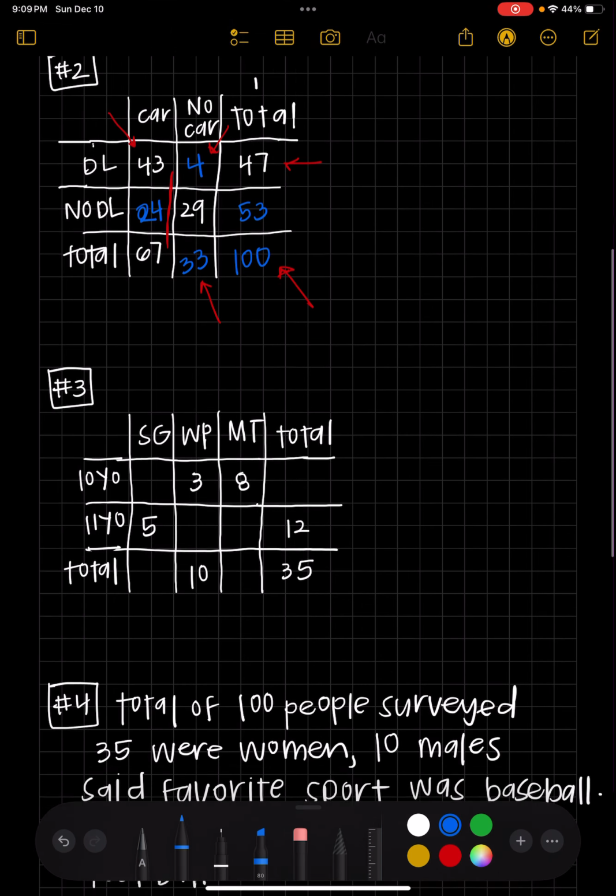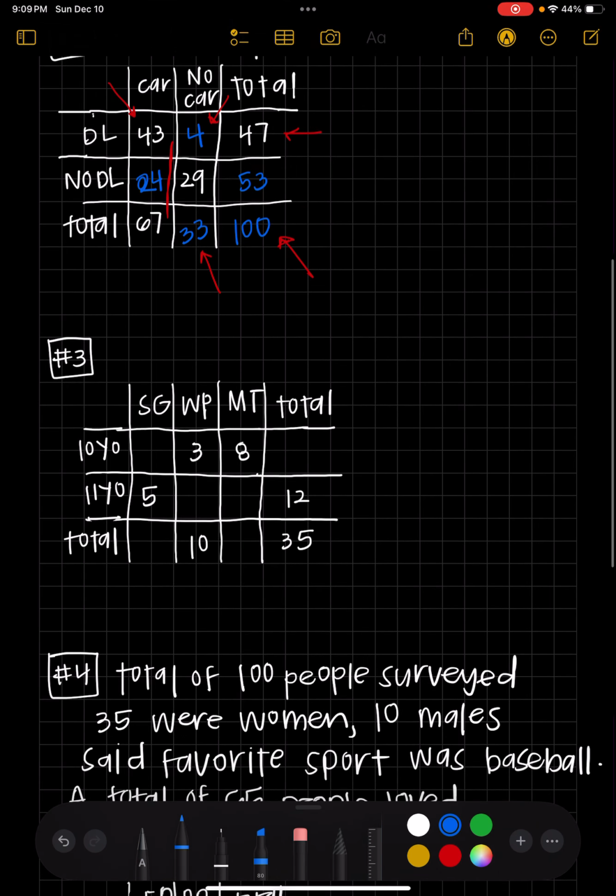The third example is super similar to the second example, except now there are 3 different columns, or 3 different options for the column. It says an elementary school teacher asked her students what their favorite summer activity was and split the data based on the student's age. So you have a row of 10-year-olds and a row of 11-year-olds, and then the 3 things they can choose from are sports games, water parks, and movie theaters.